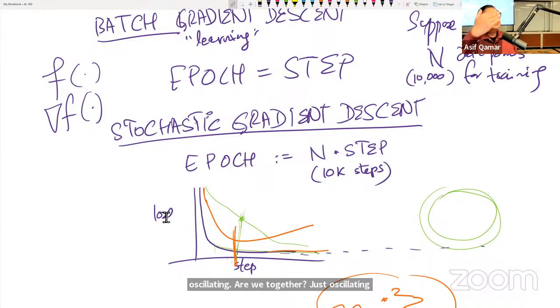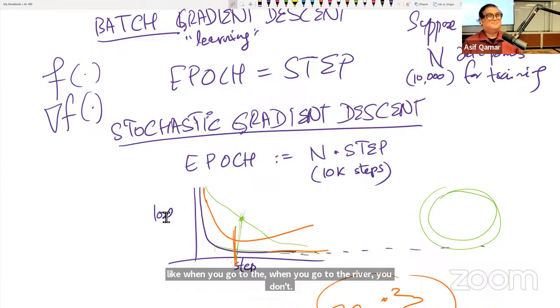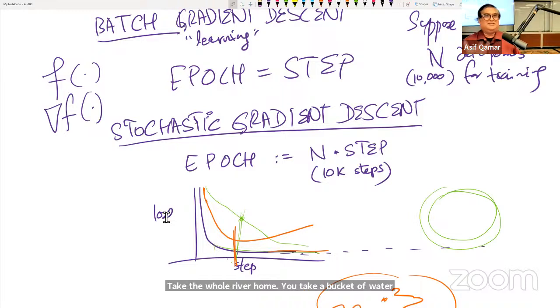So there's a Goldilocks region in between. The Goldilocks region in between, or the middle path, is what? What could it be? So you pick a size. It's like when you go to the river, you don't take the whole river home. You take a bucket of water home, right? A batch of water home, a bit of water home. So that's what we do. Or when you go to a tree laden with fruits, you take a basket of fruits home.